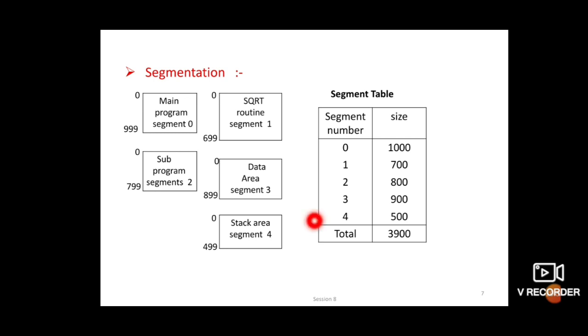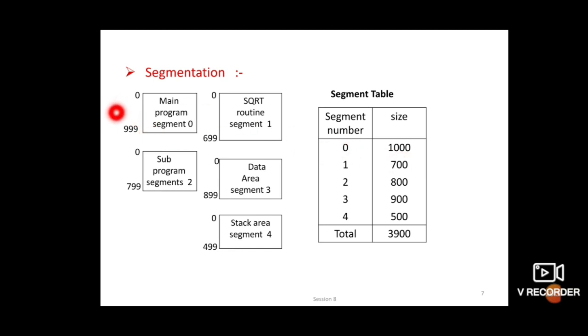Okay, it means the program is divided into logical units, so each segment has a different size. See here, segment numbers 0, 1, 2, 3, 4. There are 5 total segments, and each segment has a different size. Suppose the first is size 1000, which is called the main program. Okay, this main program has size 1000.